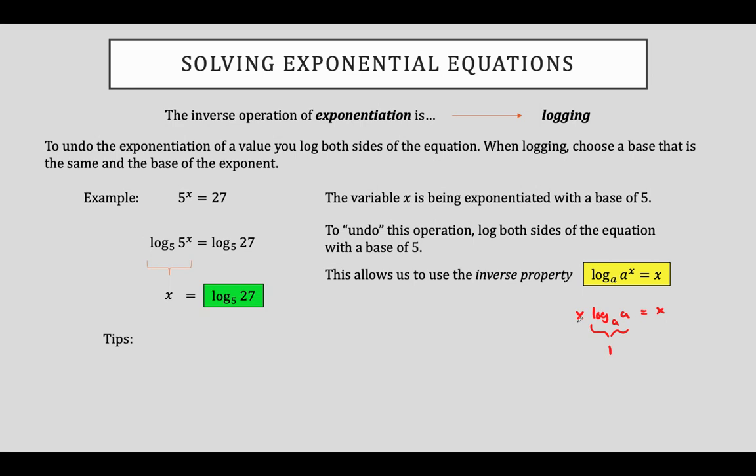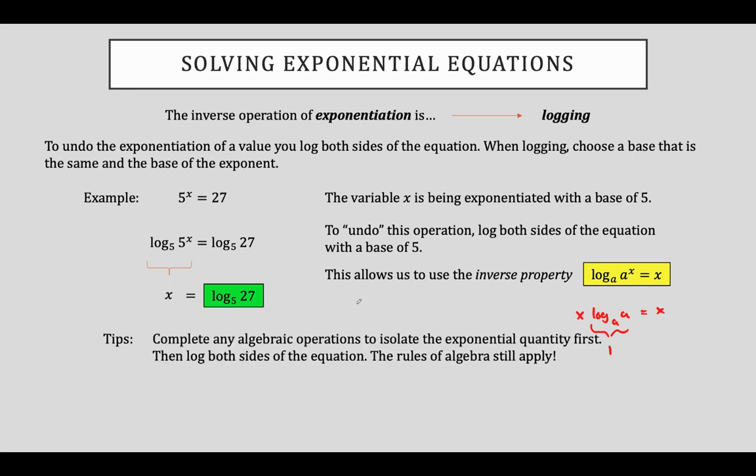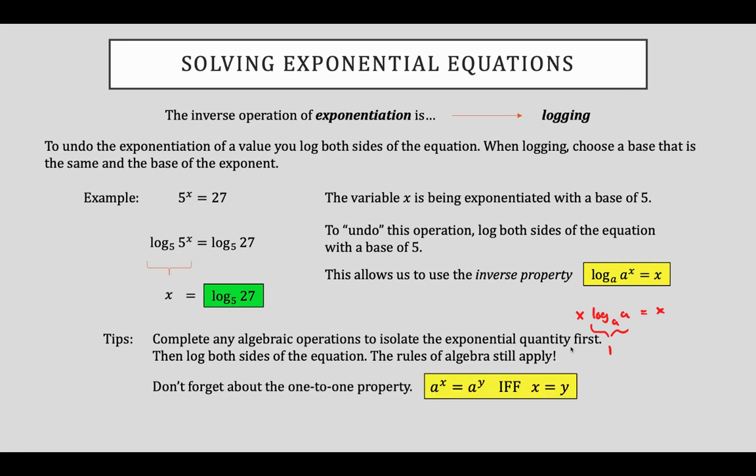Okay, so a couple tips here. Complete any algebraic operations to isolate the exponential quantity first, then log both sides of the equation. The rules of algebra still apply. So this is important. Isolate the exponential quantity first. Do any other algebra that's going to get that exponential quantity on its own. Also, don't forget about the one-to-one property. a to the x power is equal to a to the y if and only if x equals y. All right, so there you have the basics for solving exponential equations. In the next few slides, you'll see a couple different examples.